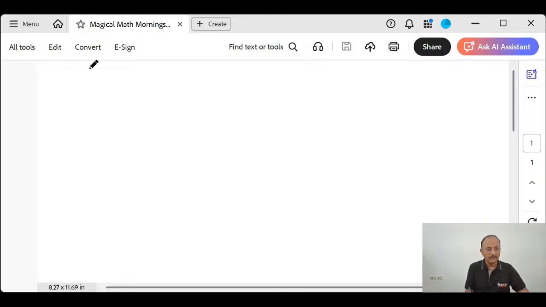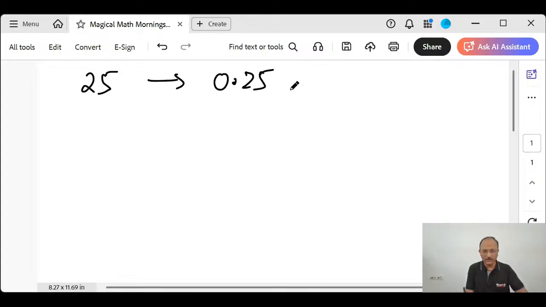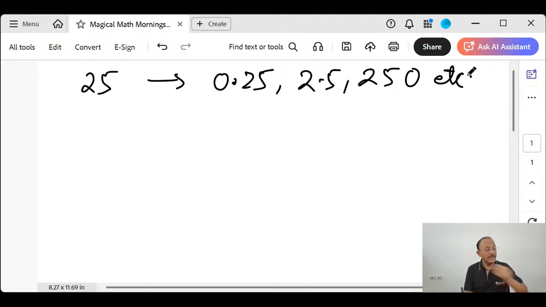Today we learn multiplying by 25, and then we'll extend the same thing to 0.25 or 2.5 or 250, etc. Let's see how to multiply by 25 with some simple example. Suppose we want to multiply 52 into 25.